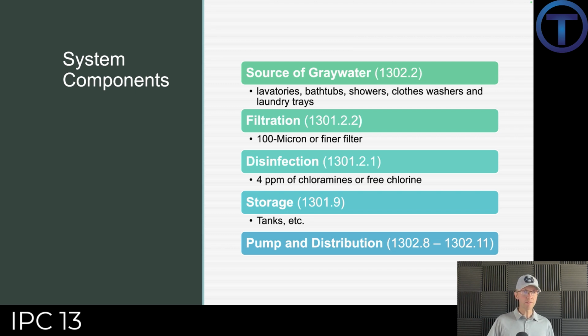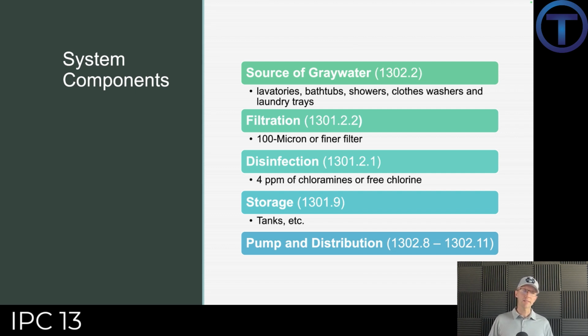1301.2.2 gives us the specifics for filtration. We talked about you bring the water in and you're going to filter that, get the hair and the lint out. That has to be a 100 micron filter or finer. And the micron just refers to the size of holes that you're letting the water pass through and what will be collected as a result. So you've got the 100 micron.